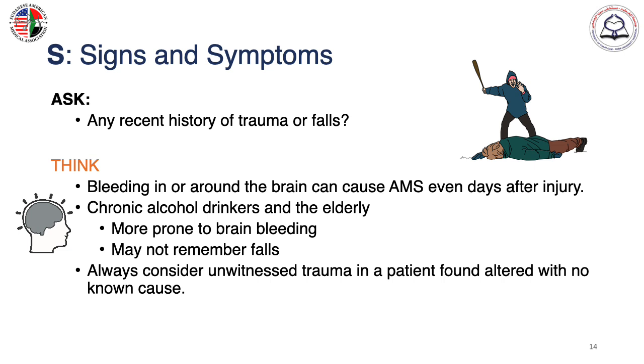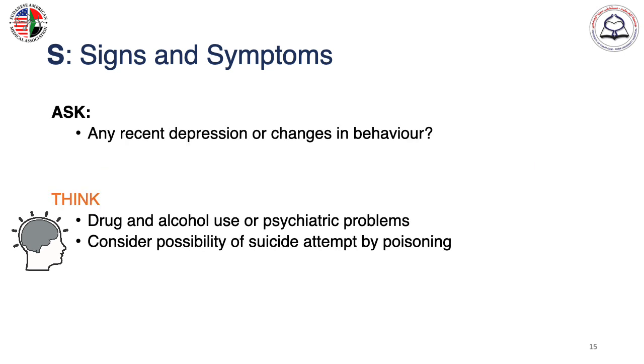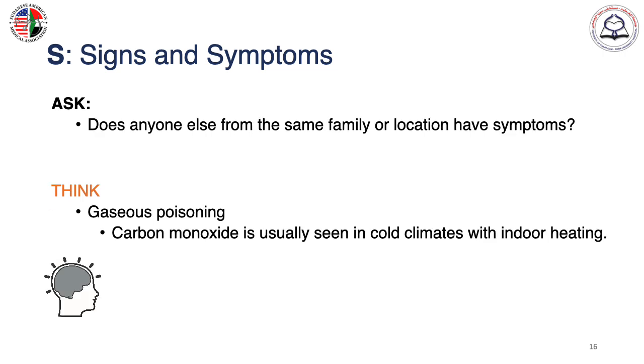Any recent history of trauma, bleeding inside the brain, like subarachnoid hemorrhage or subdural, epidural, all these can lead to neurological changes. And also alcohol intake increases the risk of trauma, and sometimes it could be trivial trauma. A patient who drinks alcohol can at the same time have some liver disease and derailment of their liver function, and they might not remember a fall or trauma. Ask for recent depression or change in behavior, and think about drug, alcohol, psychiatric illness, and also ask about suicide attempt and self-poisoning. Does anyone else from the same family have the same symptoms? Because here it can reflect exposure to a certain poison, like in carbon monoxide poisoning.